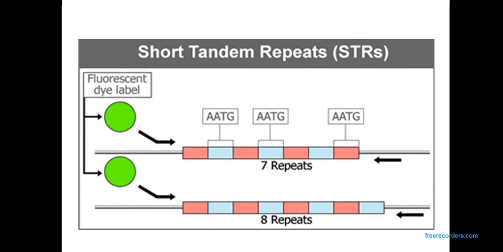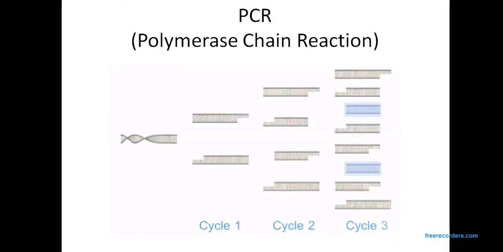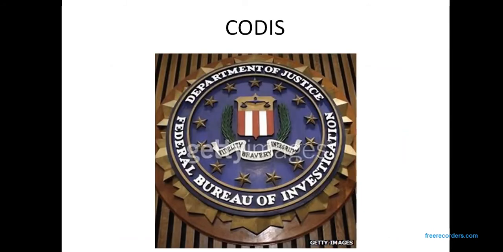RFLP requires at least the size of a dime in DNA, so it's not very likely to find the perpetrator shaving or cleaning his ears in the bathroom at the scene. So yeah, short tandem repeats are the method that's used most. This all contributes to CODIS.